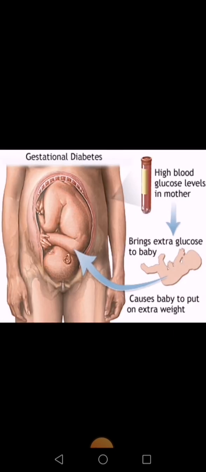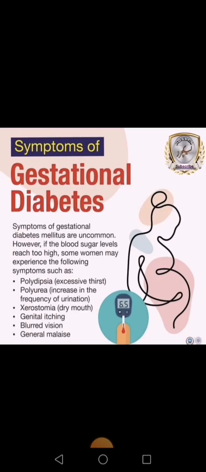Now, here is pictorial evidence. High blood glucose level in the mother. When there is a rise in high blood glucose level in the mother's bloodstream and a deficiency of insulin hormone, that brings extra glucose to the baby. So an extra amount of blood glucose enters the baby's bloodstream and causes the baby to put on extra weight. There is a rise in the weight of the baby.